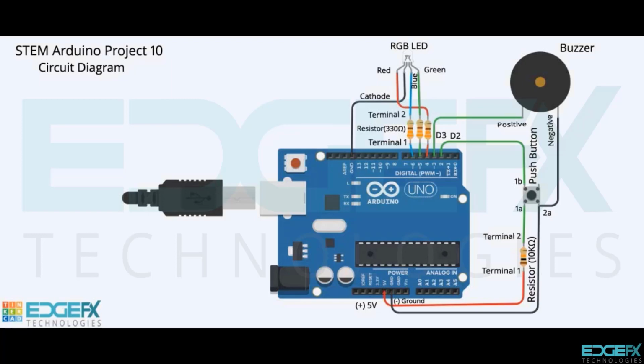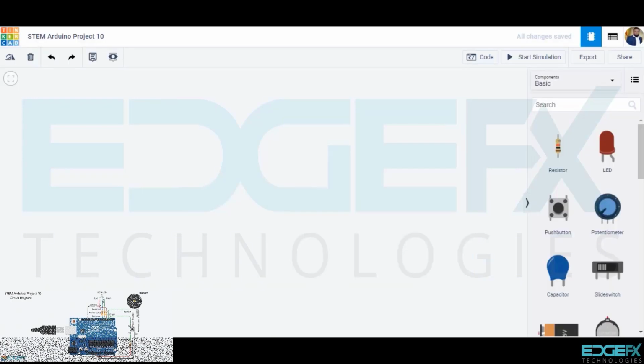This action repeats itself whenever the switch is pressed. In this circuit, we use components like the Arduino Uno, push-button, buzzer, RGB LED, and resistors of values 10 kilo ohms and 330 ohms in 3 numbers. Let's build this circuit in Tinkercad and simulate it.